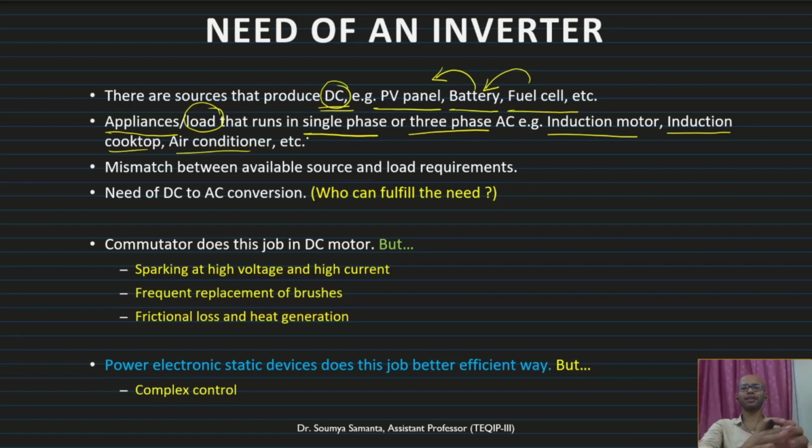So what happened here? There is a mismatch between the source and the load. That means the type of supply which the source provides and the type of supply which the load requires. The source provides DC and the load requires AC. Therefore, there is a mismatch. So definitely there should be something which will fulfill our need. Who will fulfill this need? That is the DC to AC converter, or DC to AC conversion is required so that we can use the AC appliances or loads where we have the DC supply.